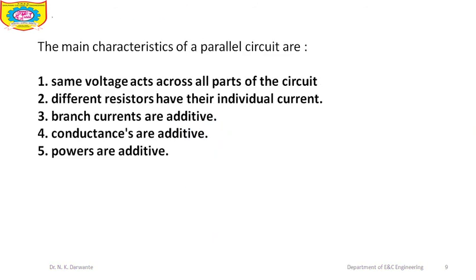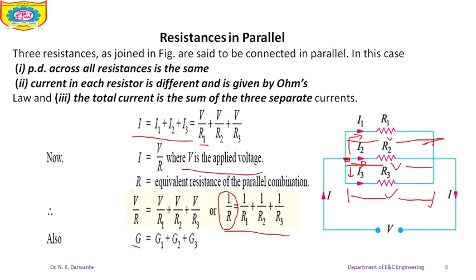Now some facts. The main characteristics of a parallel circuit are the same voltage across all parts of the circuit. Different resistors have their individual currents. Branch currents are additive. Conductances are also additive. Powers are also additive. Means if the power developed across this one is P1, then across this is P2. Now, why will these three powers be different? Because the current is different. The total power in this circuit will be equal to P1 plus P2 plus P3.